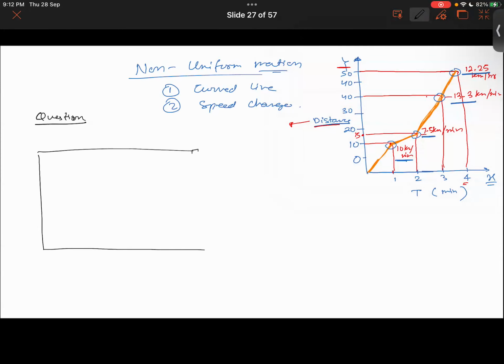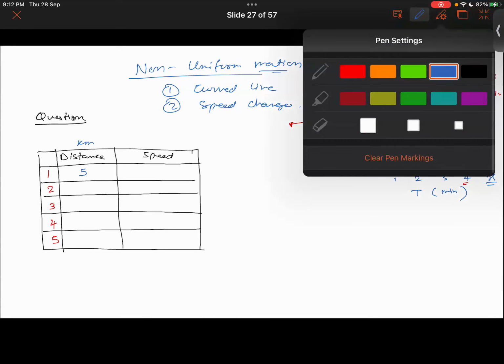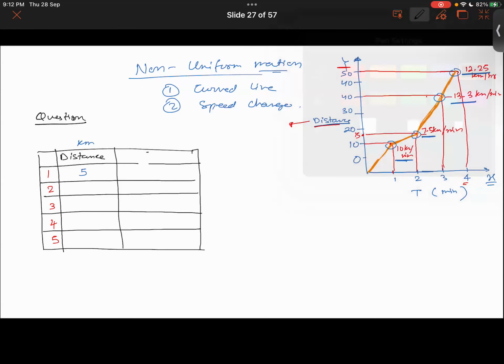Now the question here is that I'm giving you the table. You simply have to plot the graph. No need to find the speed. Sir, should we write down the table as well? Yeah, write down the table as well. Distance is in kilometer. It's supposed to be time, not speed. And this is in minutes.